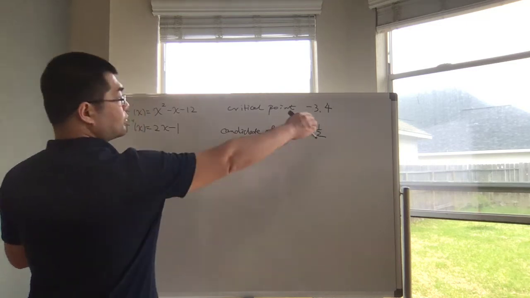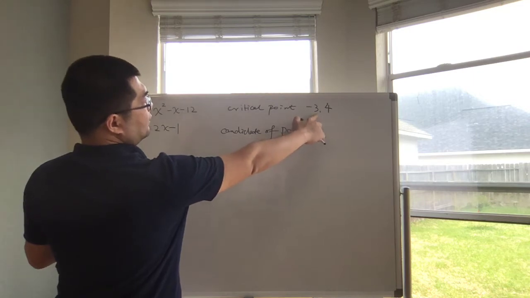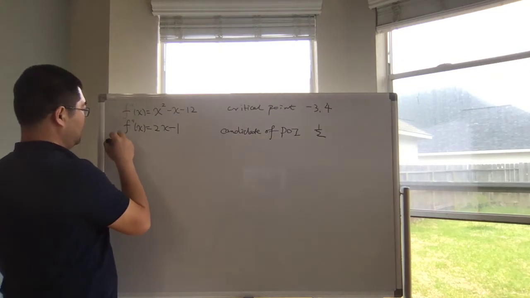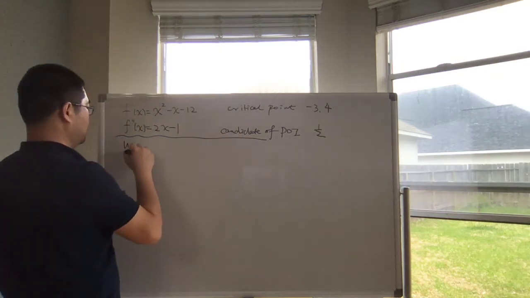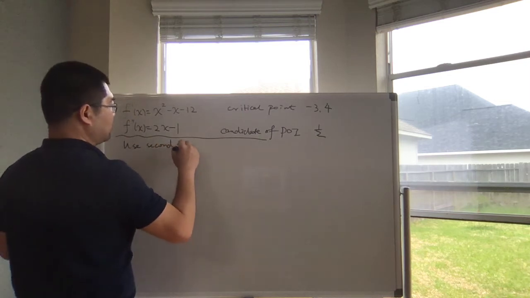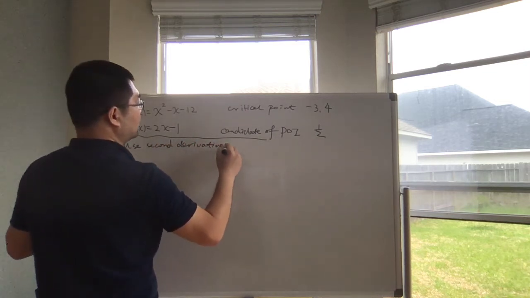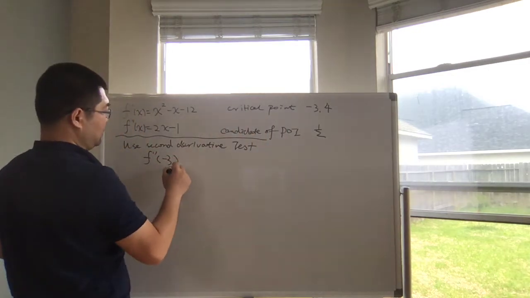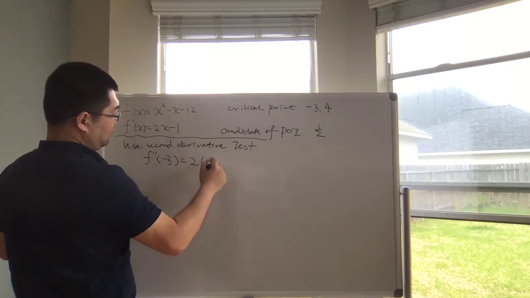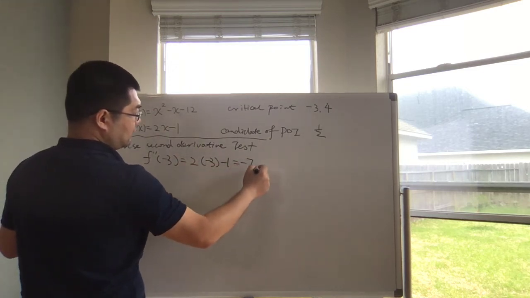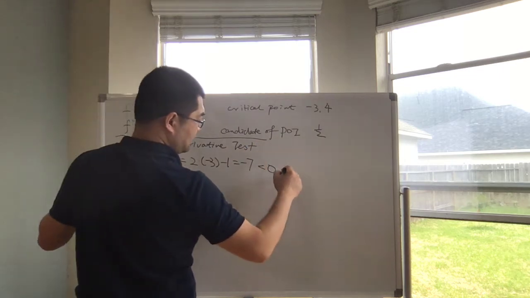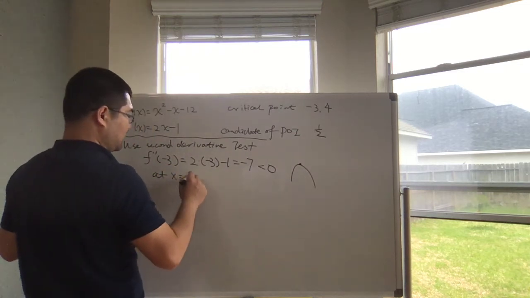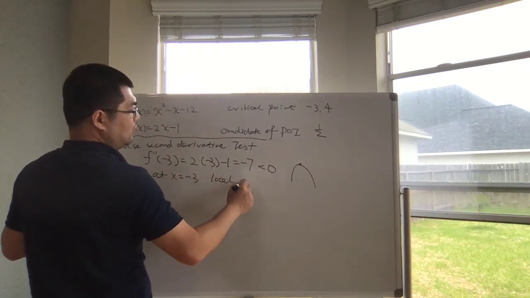Why don't we try to evaluate at -3 and 4 to see whether they are local max or local min? Okay. So use the second derivative test. F second derivative evaluated at -3 gives us 2 times -3 minus 1, which is -7. So it's less than 0, so it's concave down. Hence at x equals -3, I have a local max.